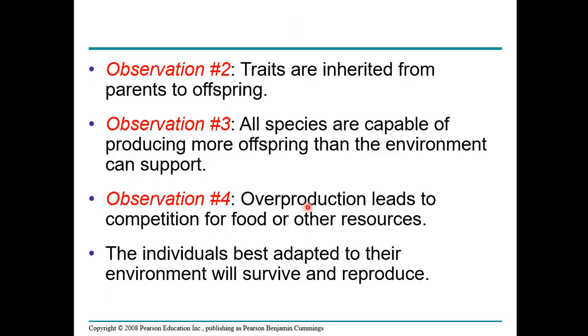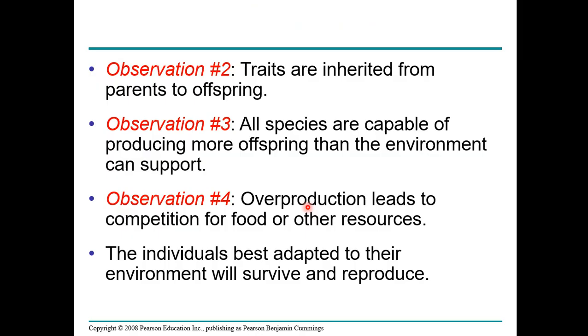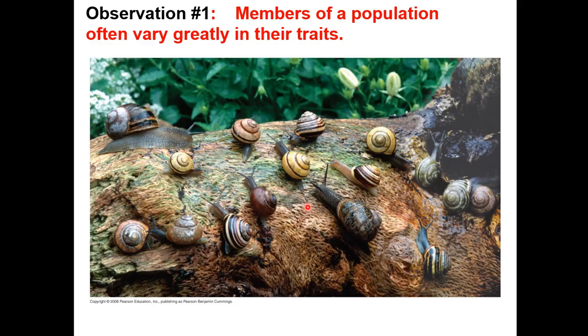Observation 2: traits are inherited from parents to offspring. For example, the son or offspring of this one will look more like his parent than like the other members.